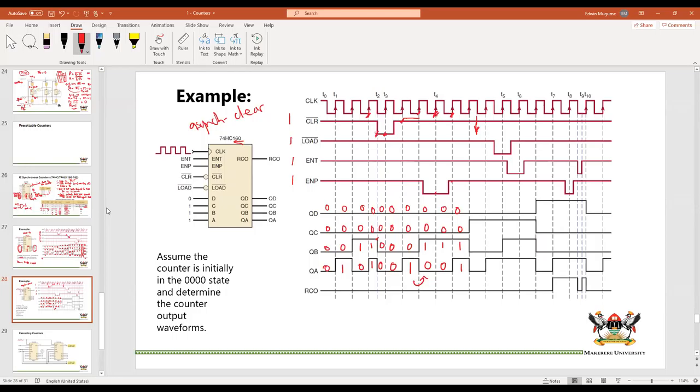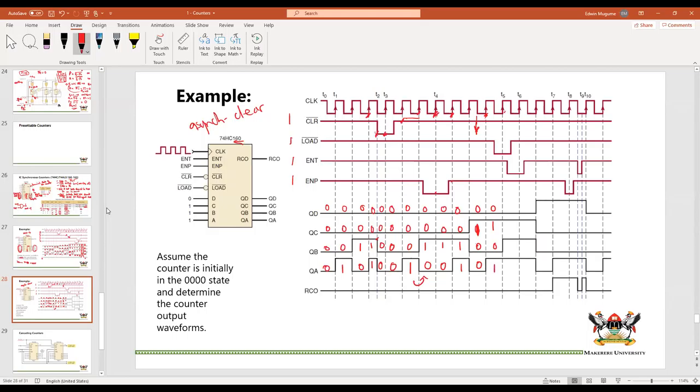Because clearly you can see that's 1, 1, 1, 1. So we have 0, 0, 0, 1, 0, 0. That's the next state. Then when the next clock comes, we count again, 0, 1, 0, 1, which is the next state.